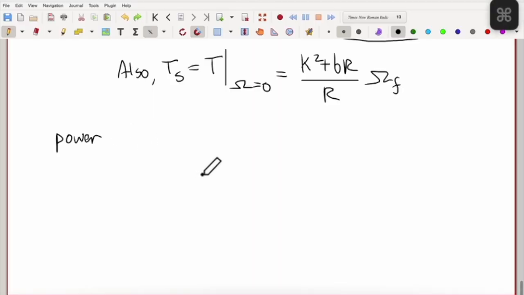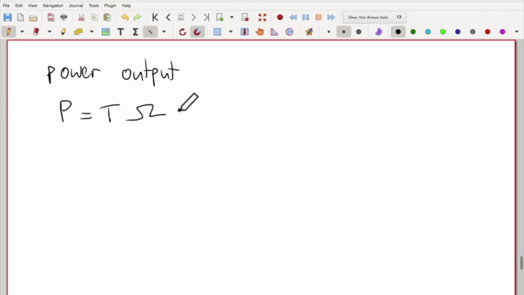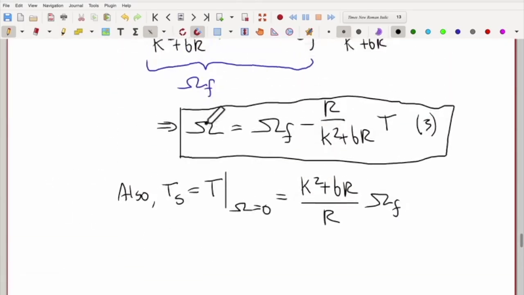Let's put this on the next page, because I will need some room. Power output, we'll call it P, is equal to, what's the power output? It's the product of the torque coming out of the motor times the angular velocity of the motor, torque T omega. So we'll just do T and then omega. We'll use this equation here.